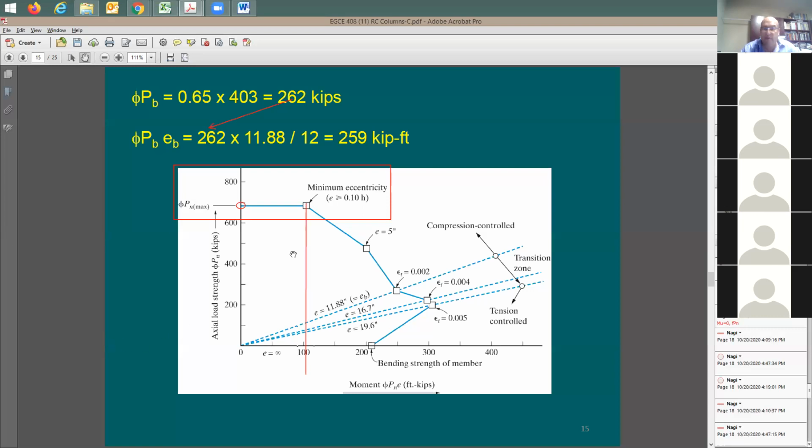All right, now who would like to answer me? Abigail, you think you can answer me on this? Yeah, so to find the moment, you'd multiply the phi Pn by E. And how much is E in this case? E in this case is... You should be able to see it right in front of you. 11.88.